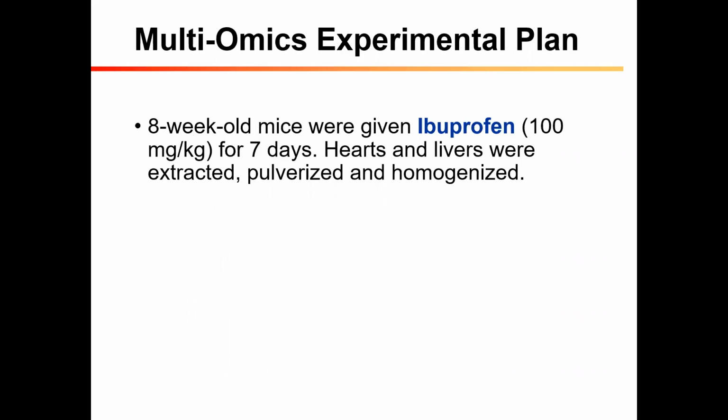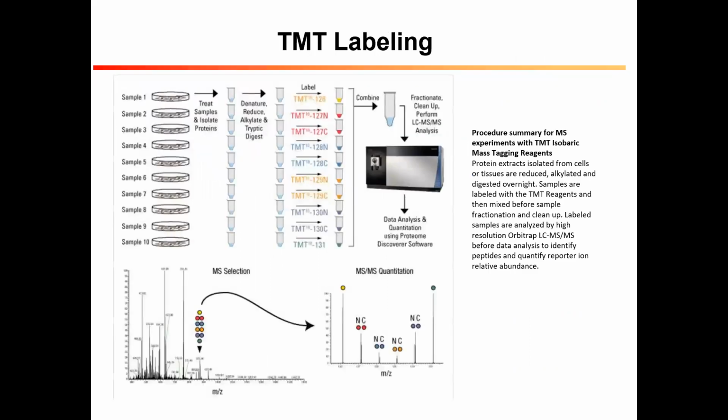So because we had all this data, we wanted to see what is going on in an unbiased fashion. So our lab is pretty good at something called multi-omics, where we use very high resolution mass spectrometry. And we give the mice the same ibuprofen for 7 days. Then we extract their hearts and livers, pulverize them, homogenize them. And then we use something called tandem mass tagging or TMT labeling.